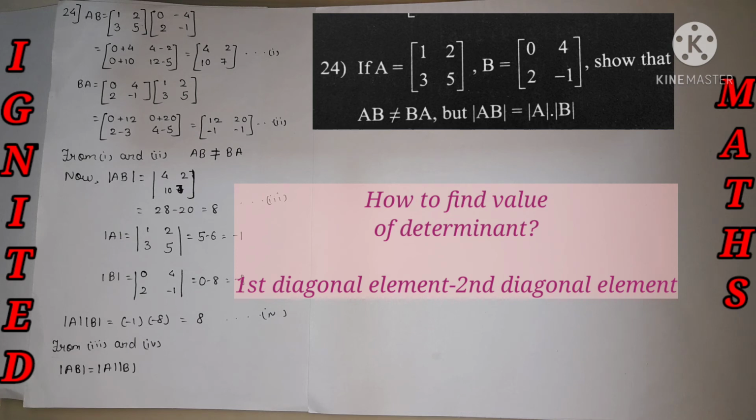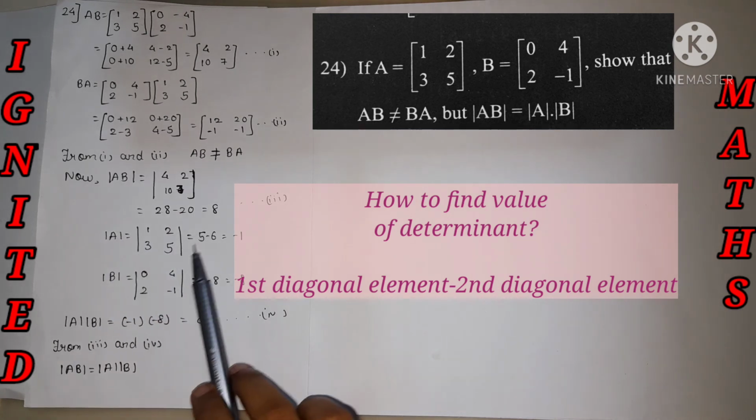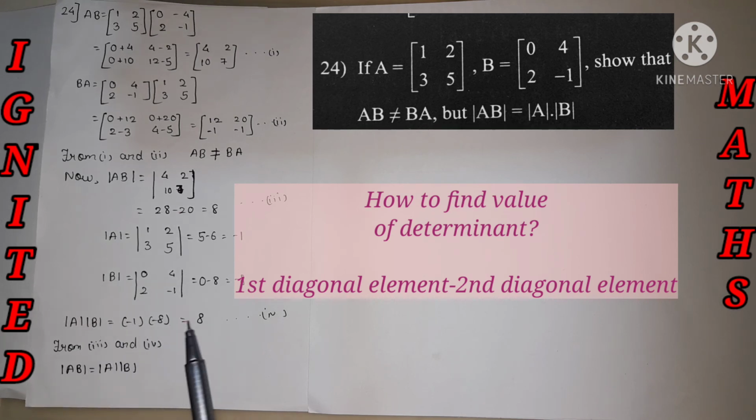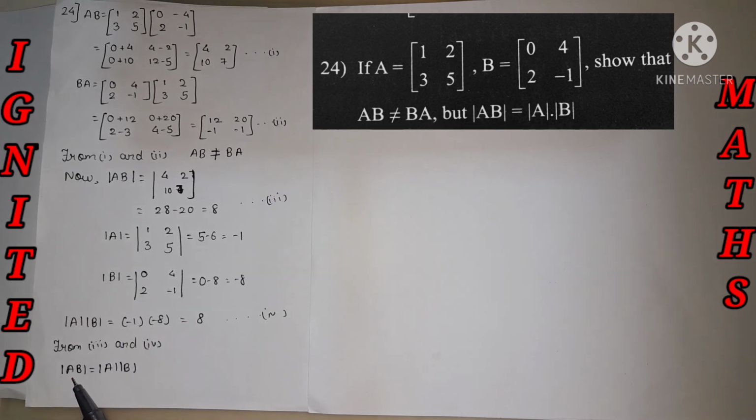The A matrix is already given in the question, so just put the values and we need to find the value of the determinant. It's nothing but -1, and the B determinant is nothing but -8. Find out the A determinant dot B determinant, and we got the answer 8. Yes, so AB determinant is equal to A determinant dot B determinant. This is what the question asks.